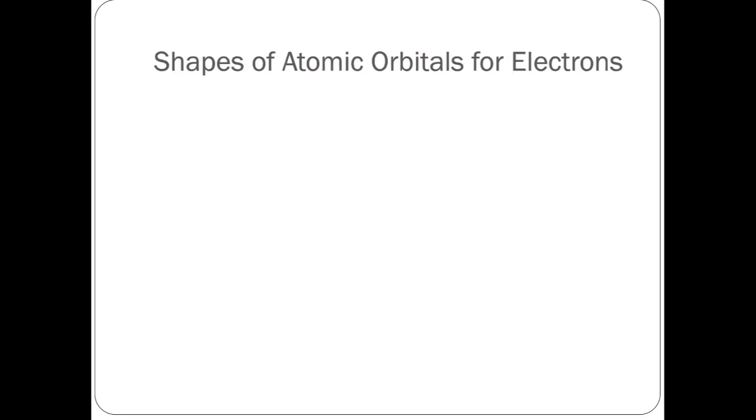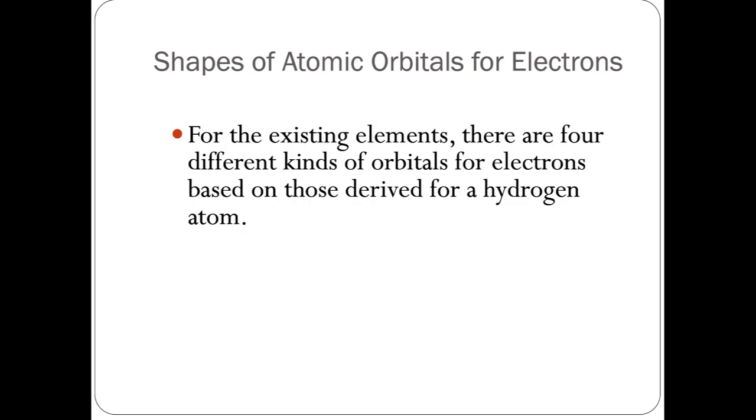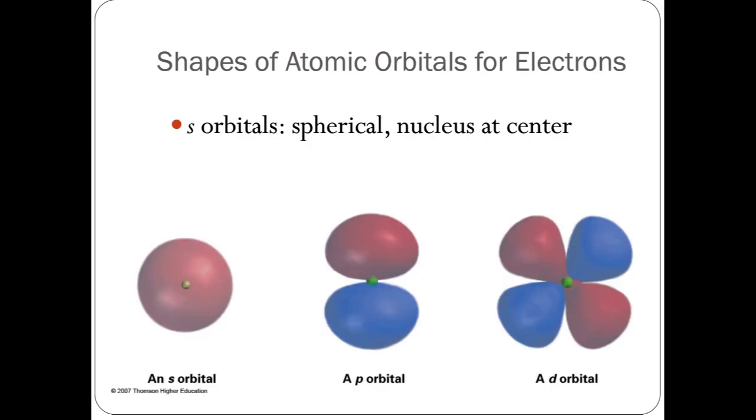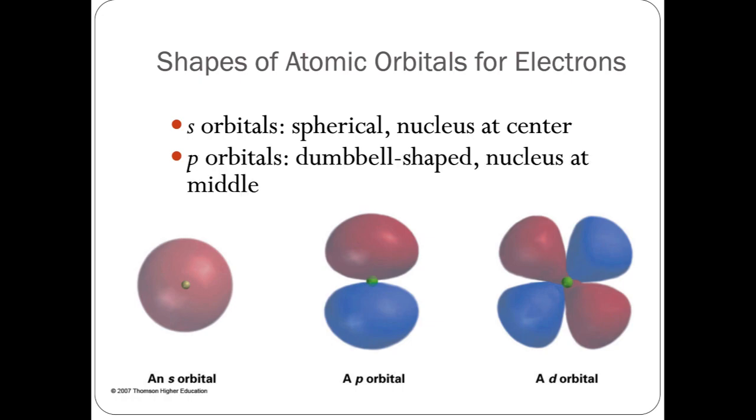Shapes of atomic orbitals for electrons. For the existing elements, there are 4 different kinds of orbitals for electrons, based on those derived for a hydrogen atom, denoted s, p, d, and f. S and p orbitals are most important in organic chemistry. Carbon atoms have no d or f orbitals. Look at the picture. S orbitals are spherical, with the nucleus at the center. P orbitals are dumbbell-shaped, with the nucleus in the middle.